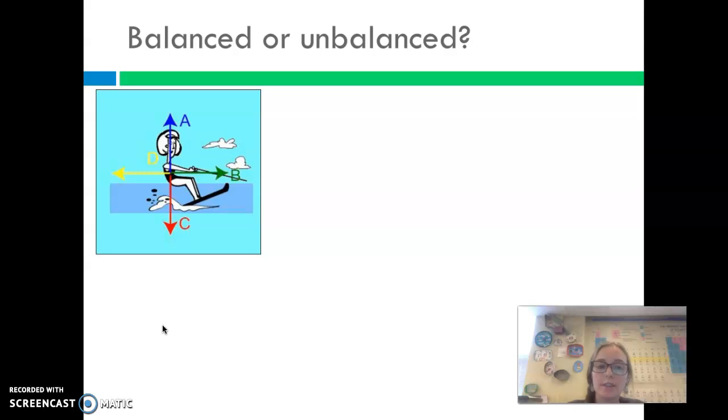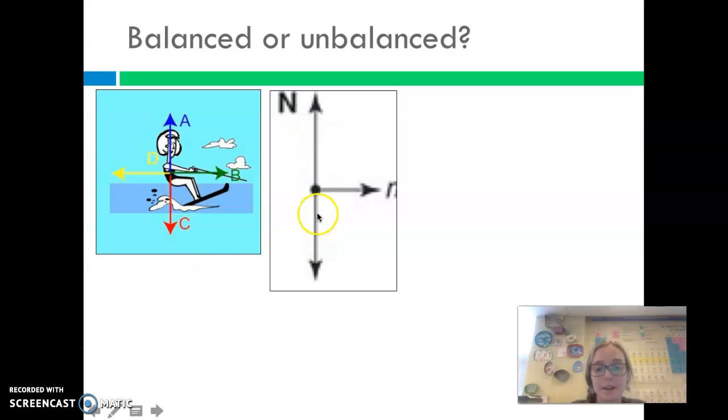So if we look at these, here, are these forces balanced or unbalanced forces? Well, we have an arrow going up and an arrow going down that cancel each other out. And then we have an arrow going right and an arrow going left based on the skier's ability to change where their force of gravity hits. Thus, these are all balanced forces. Notice that all the arrows are the same size.